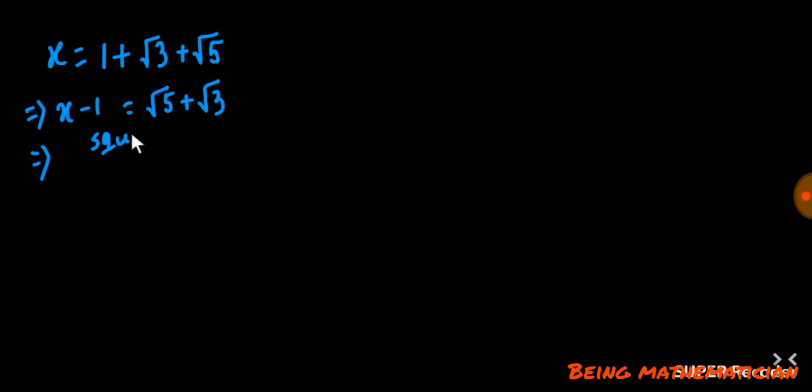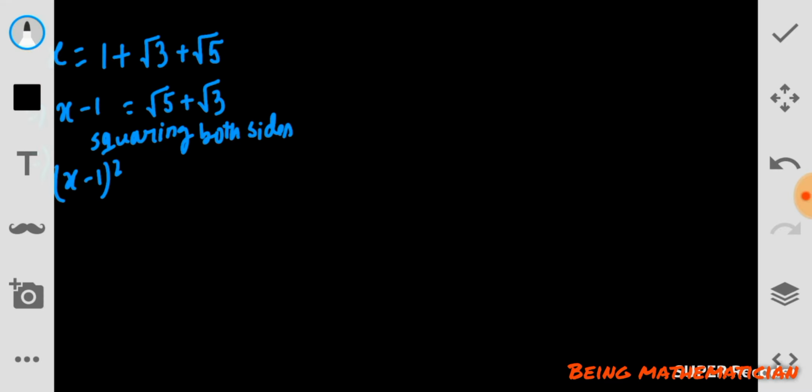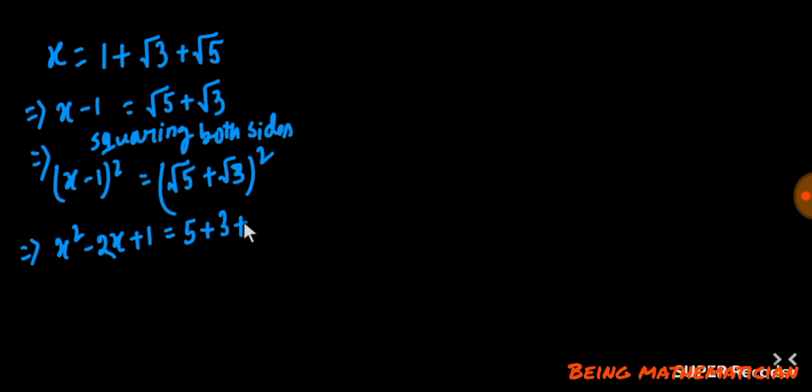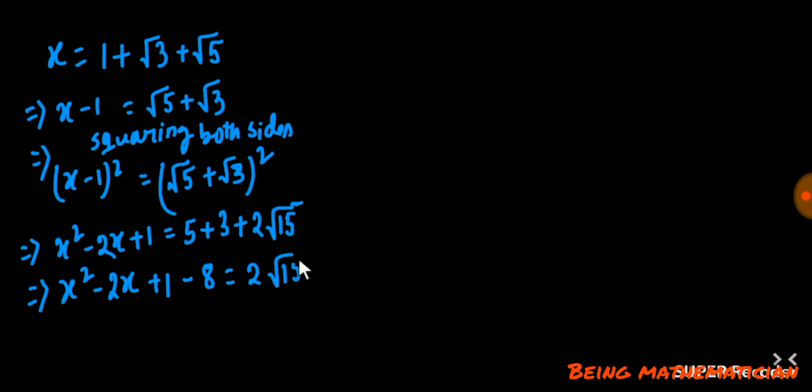Squaring both sides, we get x minus 1 whole square equal to root 5 plus root 3 whole square. Expanding both sides, we get x square minus 2x plus 1 equal to 5 plus 3 plus 2 root 15. So x square minus 2x minus 1 minus 8 equals 2 root 15. x square minus 2x minus 7 equals 2 root 15.